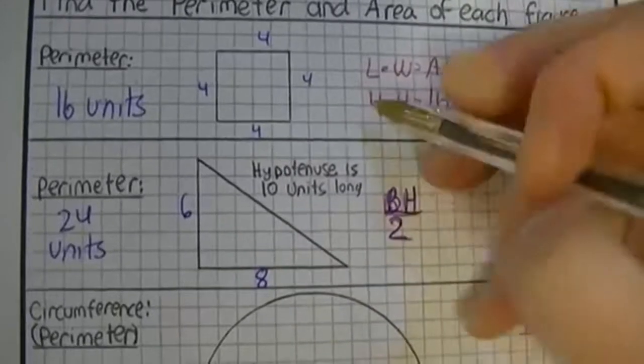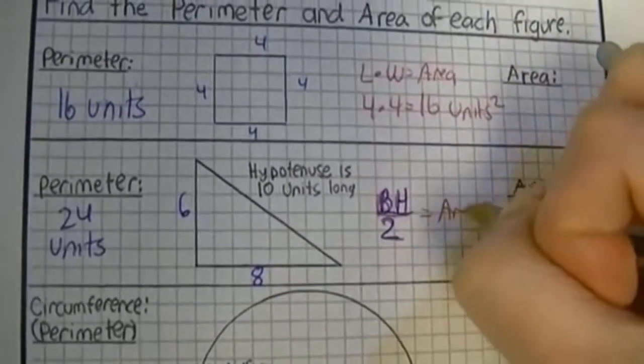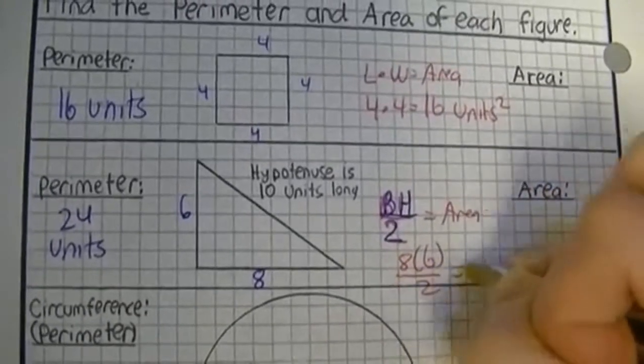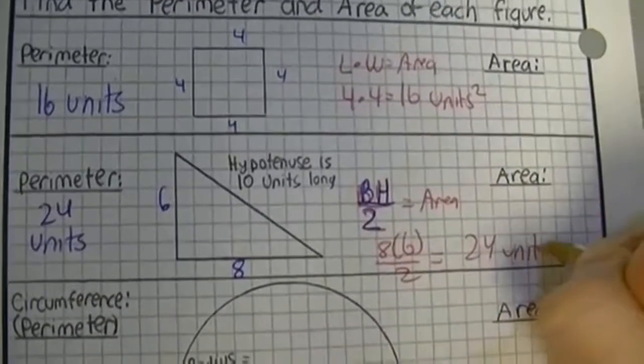So base times height divided by 2, to get the area of a triangle, you should get 8 times 6 divided by 2, and you should get 24 units squared, or square units.